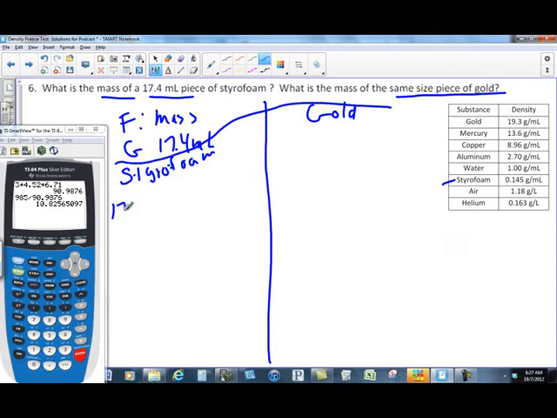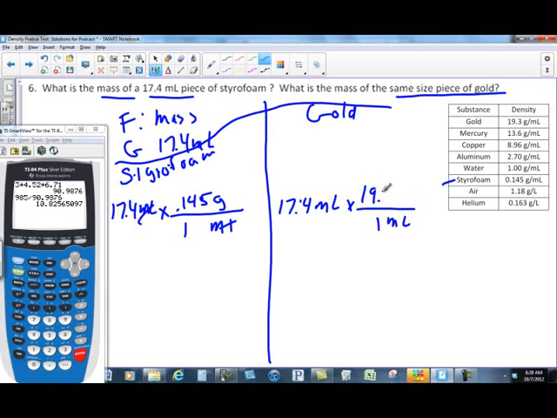Alright, so I have 17.4 milliliters of styrofoam, and its density is 0.145 grams per milliliter. So I want milliliters down here so I can cancel these units, right? So 1 milliliter is 0.145 grams. Let's put the work down for gold: 17.4 milliliters, and my gold density is 19.3 grams per milliliter. So I want milliliters down here. 1 milliliter is 19.3 grams.